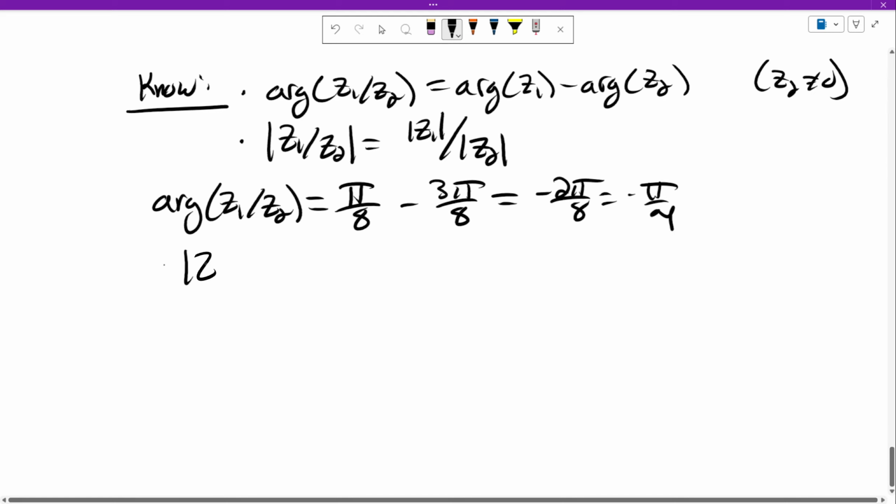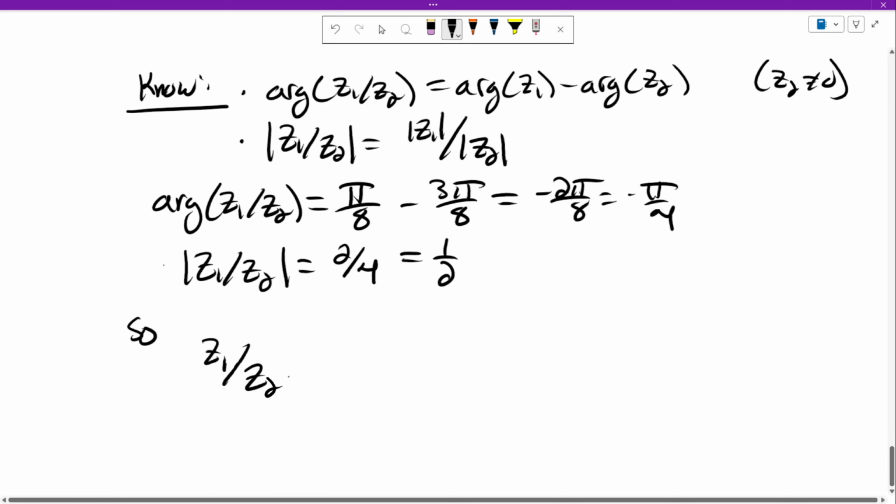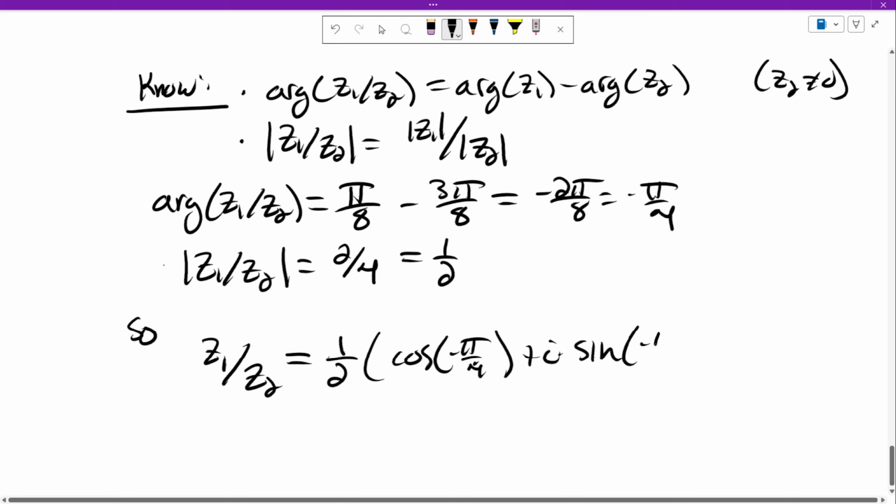And then also we have z1 over z2, the modulus of that. I believe one was 2 and one was 4. So that's a half. So this is telling us then that at least in polar form, z1 over z2 is r, which is a half, times cosine of negative pi over 4, plus i sine of negative pi over 4.